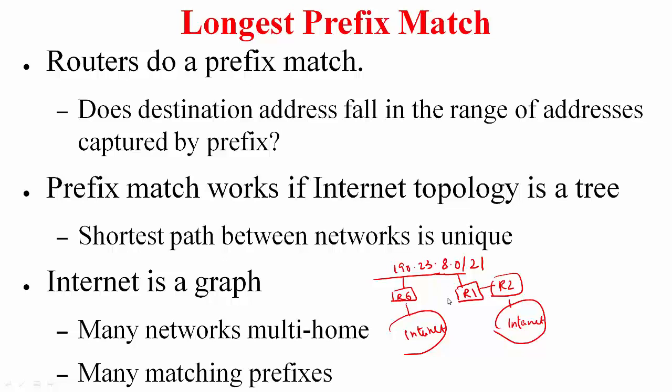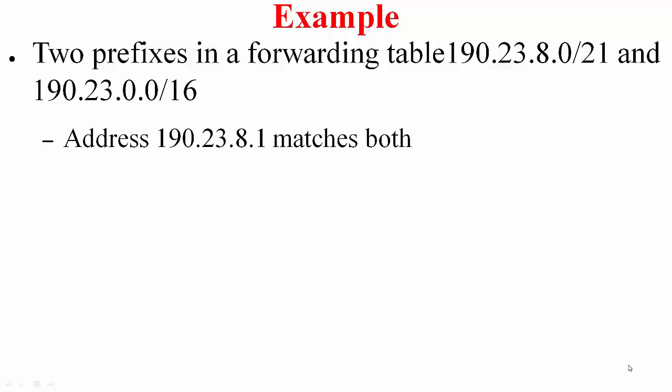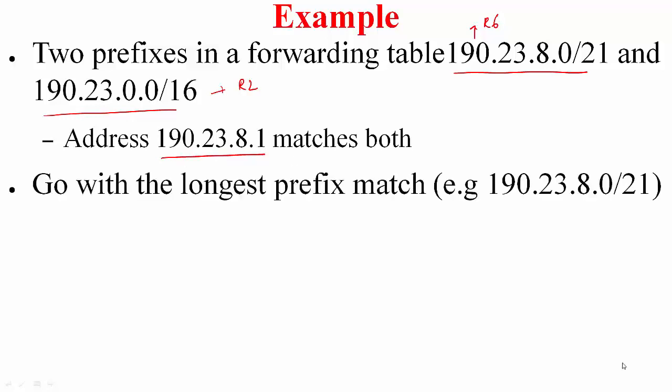Now if you did something like this, you will have two matching prefixes as part of a router's forwarding table somewhere in the internet core. One corresponding to this and another corresponding to this. This is what maybe R2 will advertise and this is what R6 will advertise. Now this address belonging to this particular network is going to match both these prefixes. Now who do you send this packet to? Simple rule, go with the longest prefix match. So that's what you implement.